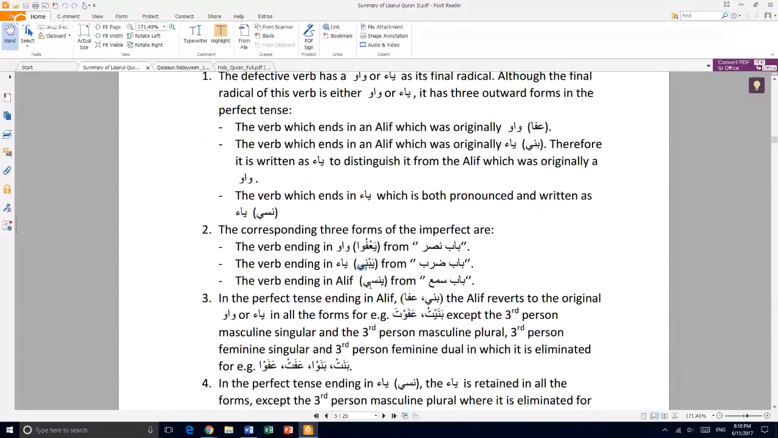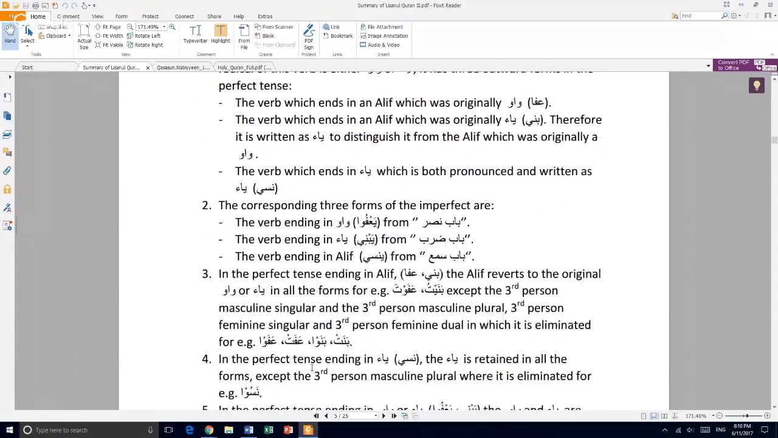Yes, this is bab. Okay, this with the alif, basically alif maqsura. Yansa. Yansa. So with the ya, daraba yadribu. Bana yabni. With alif maqsura. Alif means alif maqsura. Nasiya yansa. There will be baba samia.